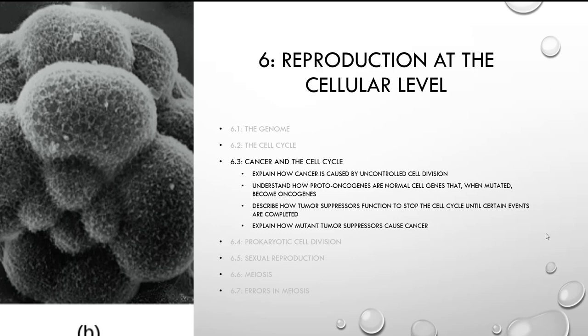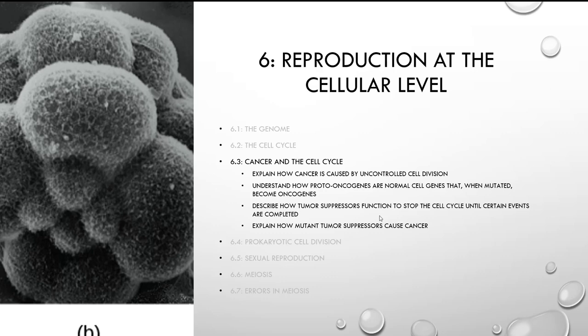Remember, for example, we used the P53 protein. It will either allow the cell to repair its DNA, or, if the DNA cannot be repaired, the cell will undergo apoptosis. And finally, you should be able to explain how mutant tumor suppressors cause cancer. If we have a mutation in the tumor suppressor gene, a mutant P53, then no repair takes place, and the cell undergoes uncontrolled cell growth.